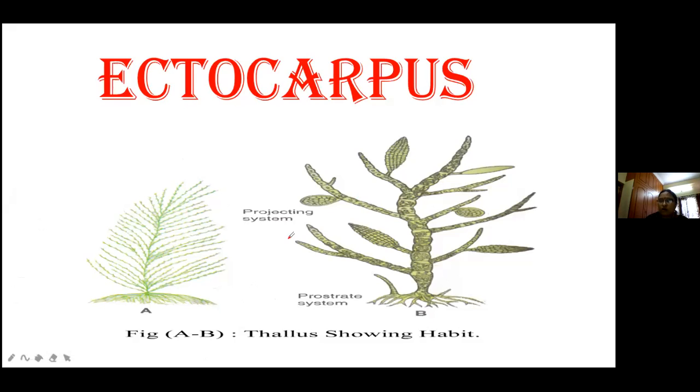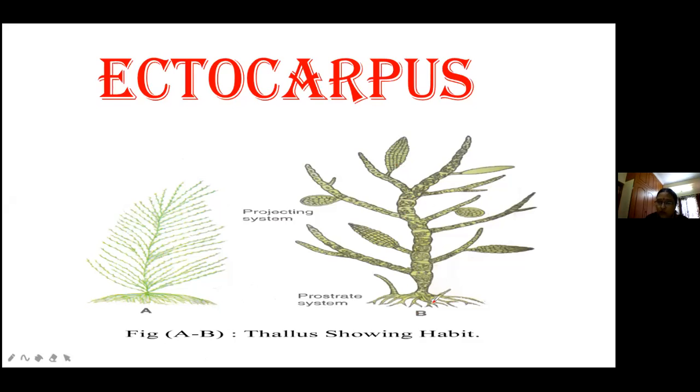Here, prostrate system, meaning this one is a prostrate system. Yes girls, this is the erect system, sorry. Erect system, what is the erect? Projecting system. Another name is projecting. Don't confuse, erect and projecting are the same. Creeping and prostrate system are the same.